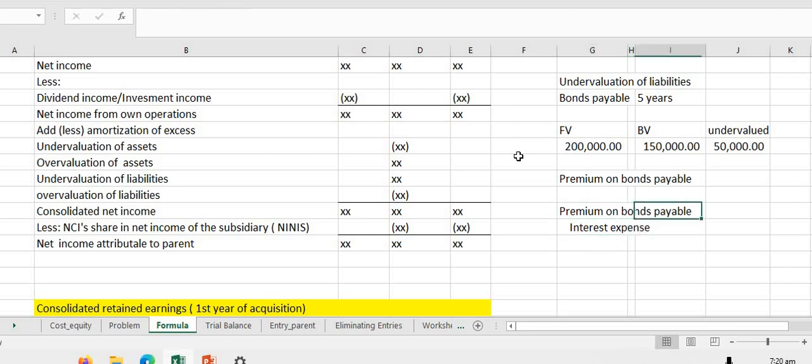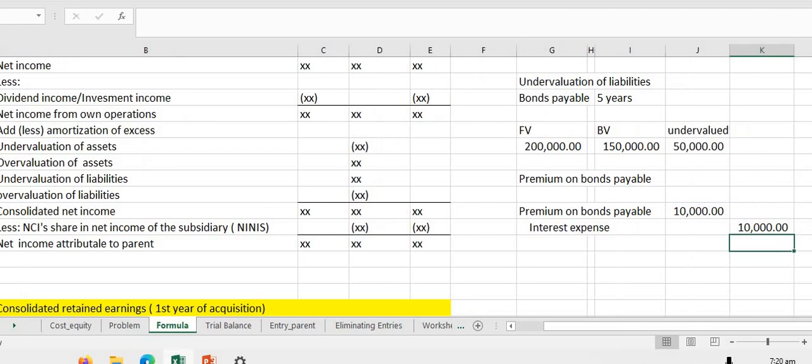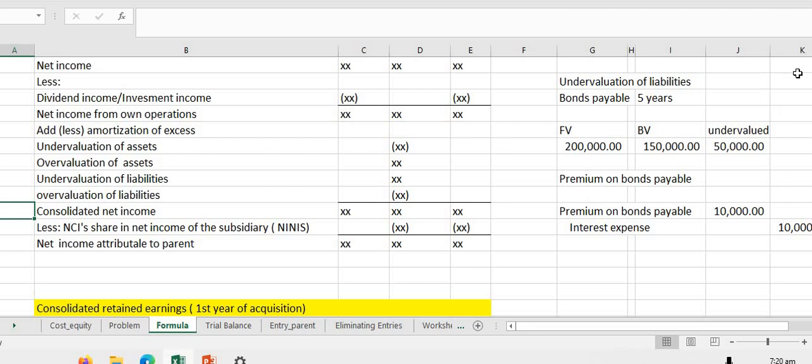So i-amortize natin siya for 50,000 over 5. Okay? Yan. So, ano yung effect ng pag-amortize natin ng premium? Our interest expense will be credited. Okay, so ang effect ng pag-amortize ng premium on bonds payable will increase net income. Okay? It will increase net income since, diba, it will reduce our interest expense.